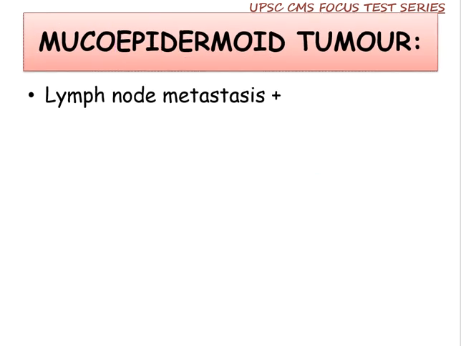What is the other salient point about this mucoepidermoid tumor? It has got lymph node metastasis. What is the lymph node we are talking about? Obviously, it's the cervical lymph node metastasis. Please make a note of this.